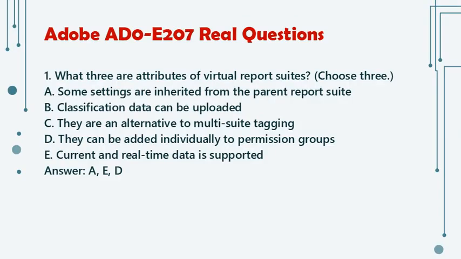1. What three are attributes of virtual report suites? Choose 3. A. Some settings are inherited from the parent report suite. B. Classification data can be uploaded. C. They are an alternative to multi-suite tagging. D. They can be added individually to permission groups. E. Current and real-time data is supported. Answer: A, E, D.